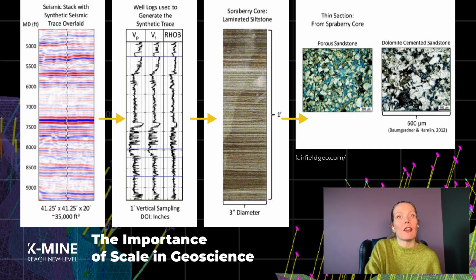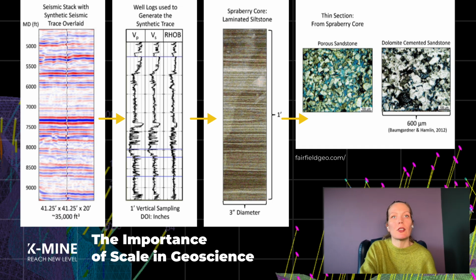Moving to a smaller scale, the well log shown next is able to capture these vertical variations because it operates at much finer resolution. Going even further, thin sections reveal details within individual strata that are only visible at this very fine scale. Each dataset adds a different layer of understanding, but only within its own scale window.